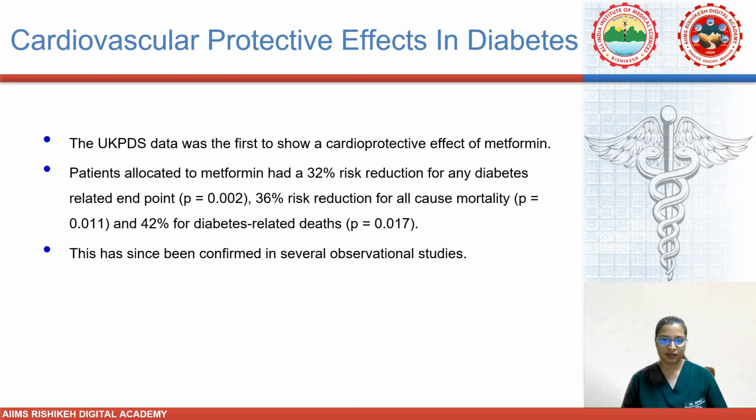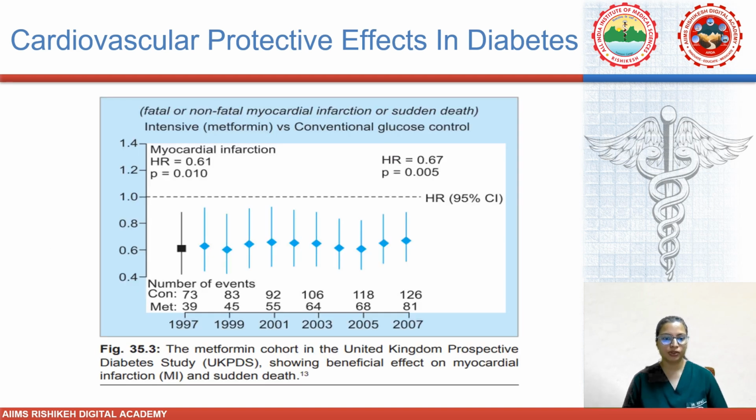This is a graph from the UKPDS study. Here we can see that the number of events in patients who are on metformin, as compared to other conventional glucose control methods, is less in terms of sudden death and in terms of myocardial infarction.